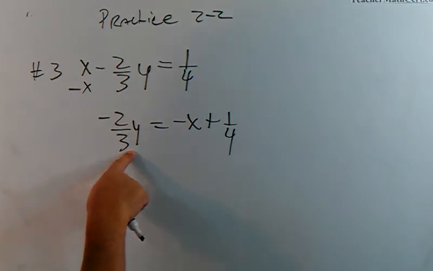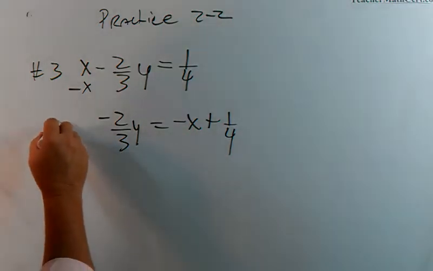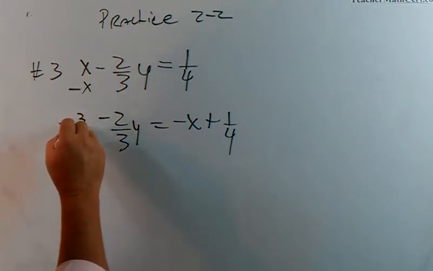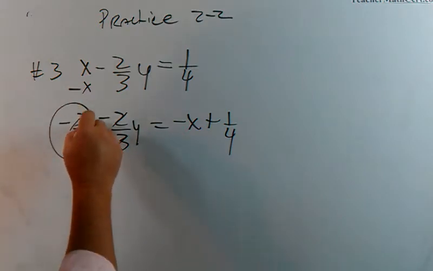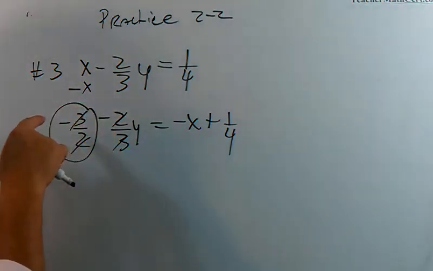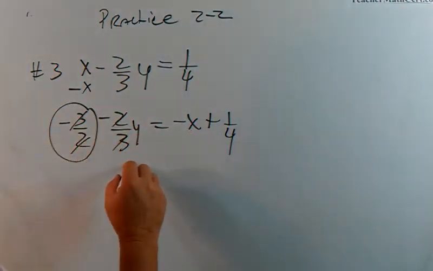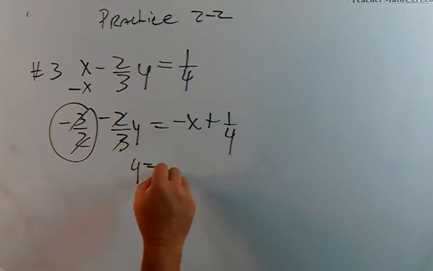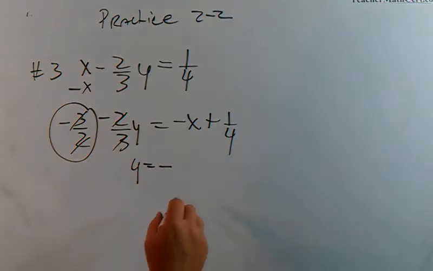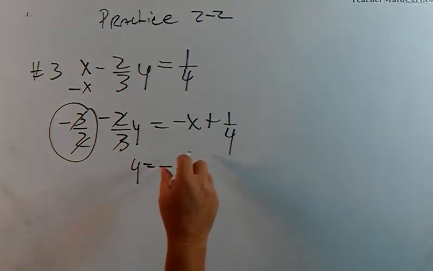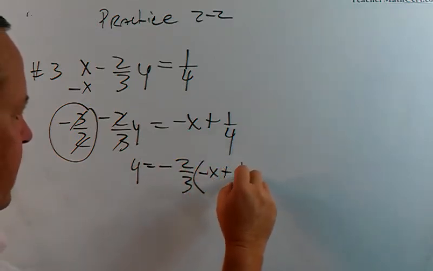Now we've got to get rid of the negative 2/3 in front of the y. How do we do that? We just invert and do the same thing. Negative times a negative is positive, but we're going to go to 3 over 2. These cancel, and we multiplied this side by negative 2/3. So what do we need to do to this side? We've got y is equal to negative 2/3 times negative x plus 1/4.